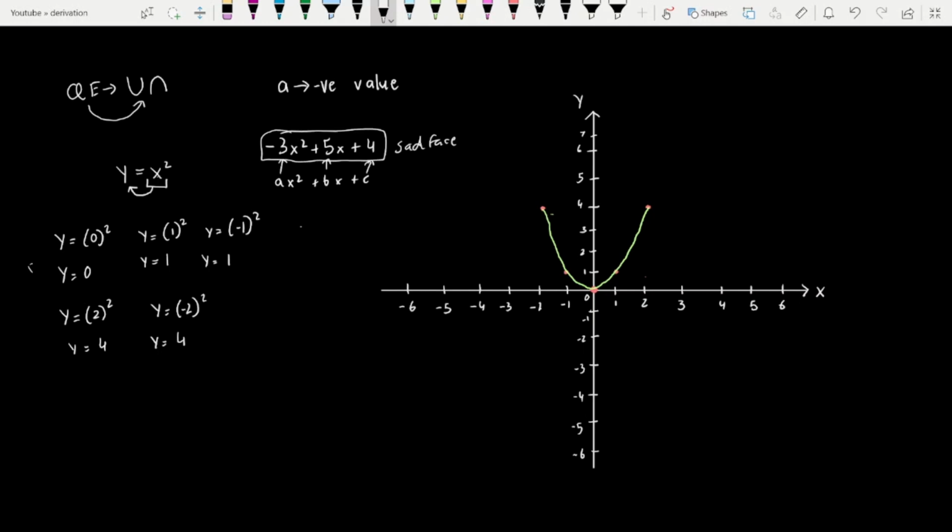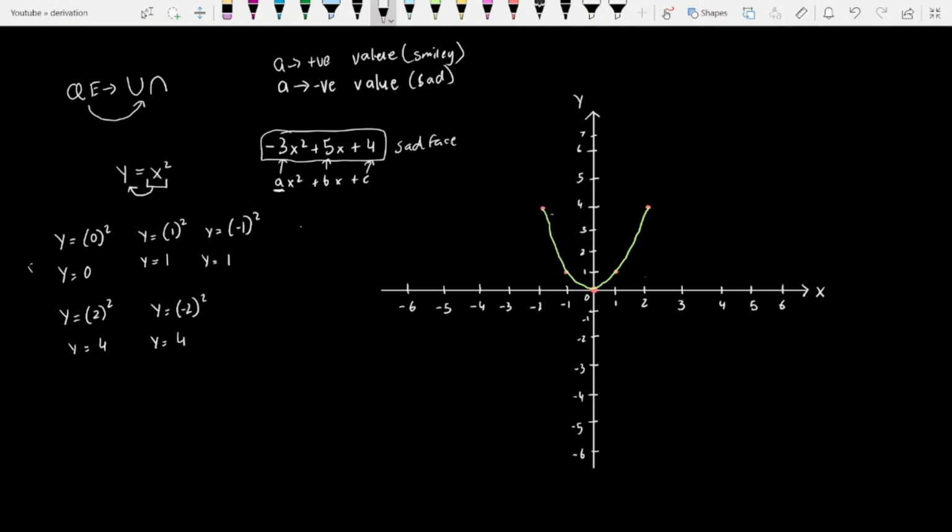And how did I tell that? Well, basically I looked at the a. If the a is positive, we get smiley faces. If it's a positive value, we get a smiley face. And if it's a negative value, we get a sad face. So you can kind of sort of understand it as negativity leading to sadness and positivity leading to you smiling. I'm just going to show you guys.